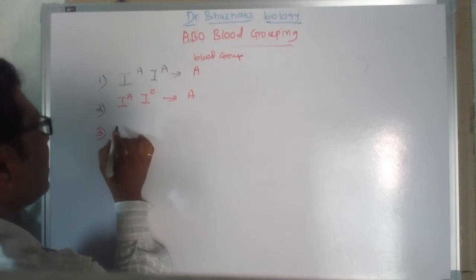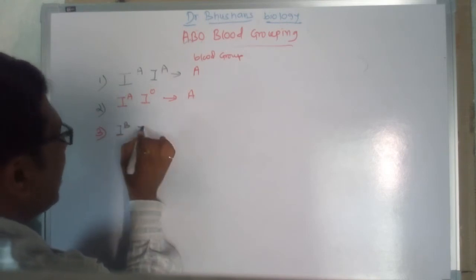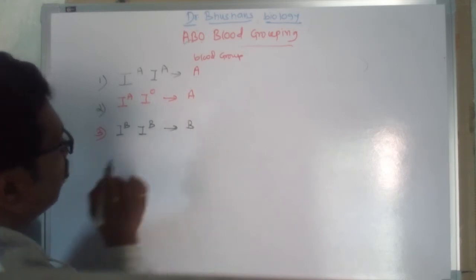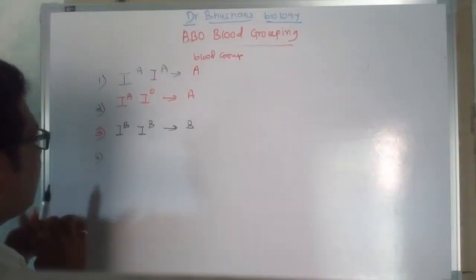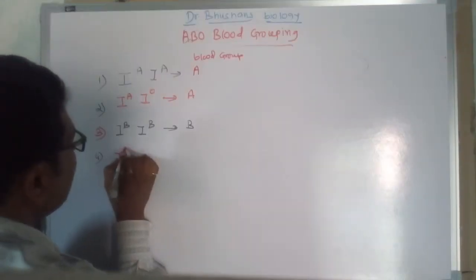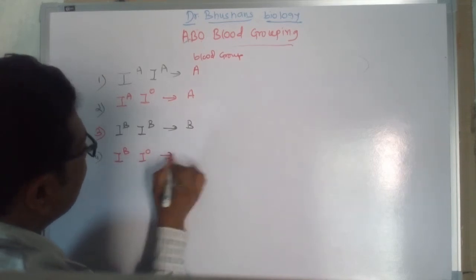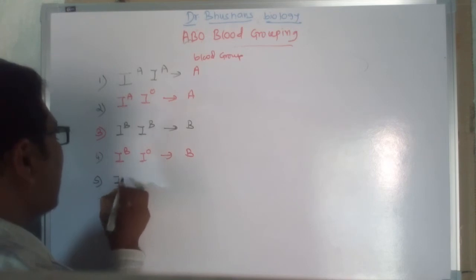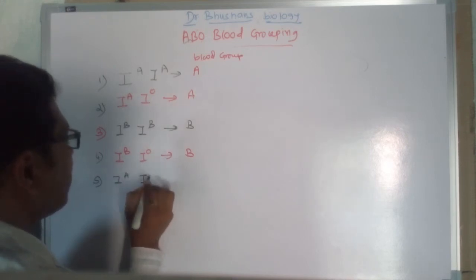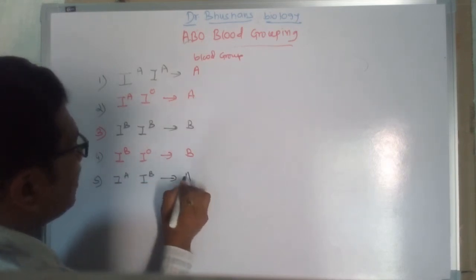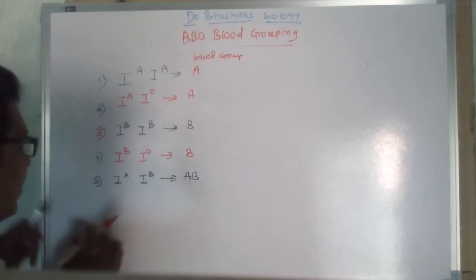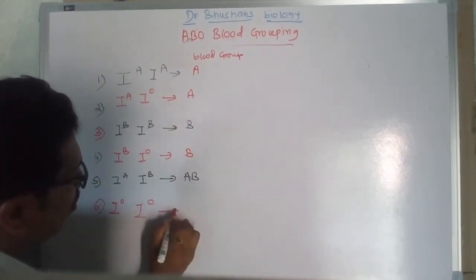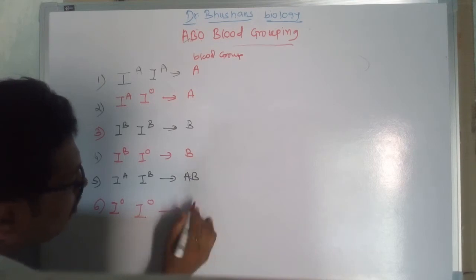The third condition is IB and IB. What is this blood group? Blood group B. The fourth condition is IB IO, and this is also B blood group. The fifth condition is IA and IB, and the blood group is AB. The last condition is IO and IO, and this is blood group O.